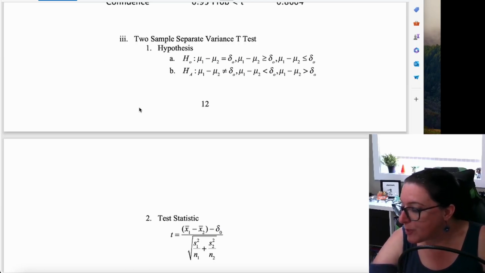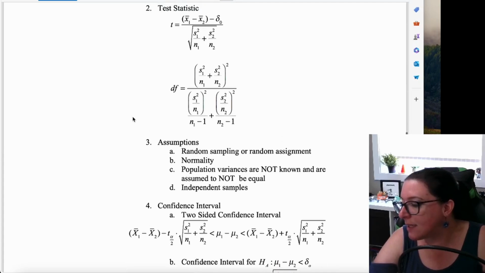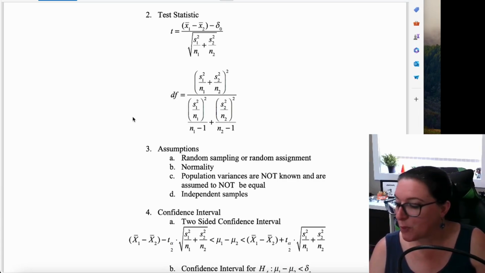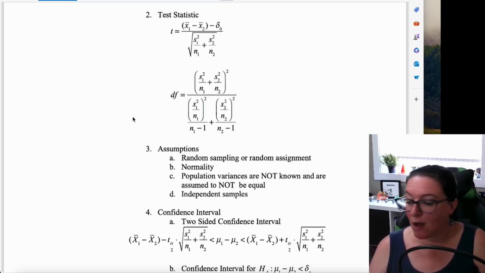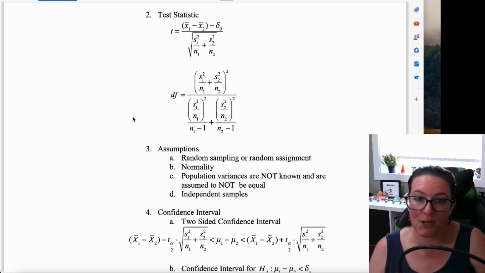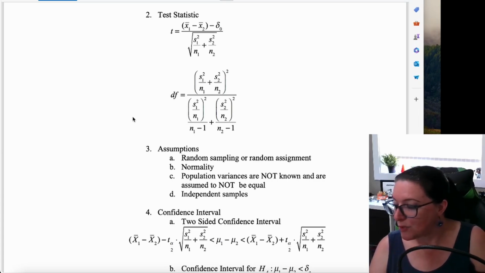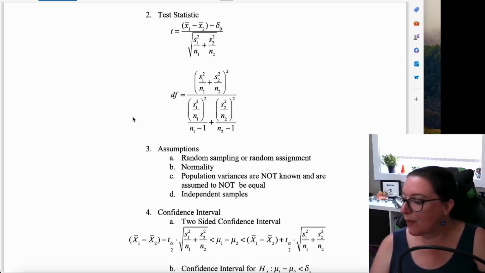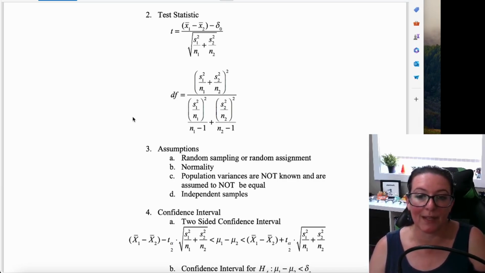When it comes to a two-sample separate variance t-test, the test statistic looks like this. So we have a t-distribution here. We have the difference between the averages in the sample, x bar 1 and x bar 2. And then our standard error is the square root of the sample variance of group 1 divided by n1, plus the variance of group 2 divided by n2. Take the square root. The degrees of freedom here is a complicated calculation that's dependent on the variability in the sample.